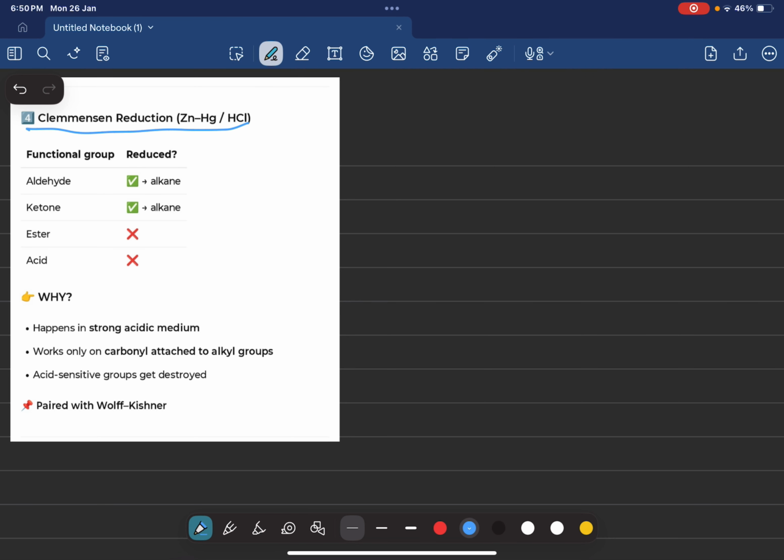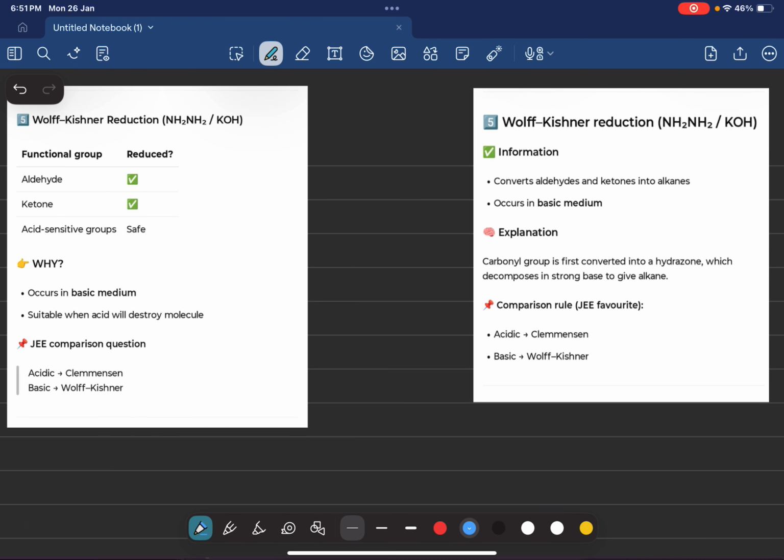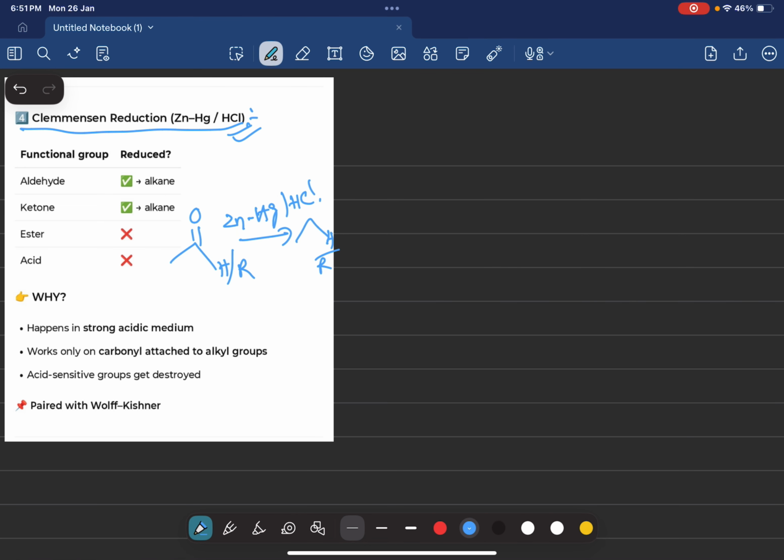Coming to the next, Clemmensen reduction, students. Zinc amalgam and HCl. What happens, all those things we'll discuss. Clemmensen reduction means aldehydes or ketones are converted into the respective alkanes in the presence of zinc amalgam and HCl. This is also called acidic reduction because it happens in strong acidic medium. So aldehydes are converted into alkanes, ketones are converted into alkanes.